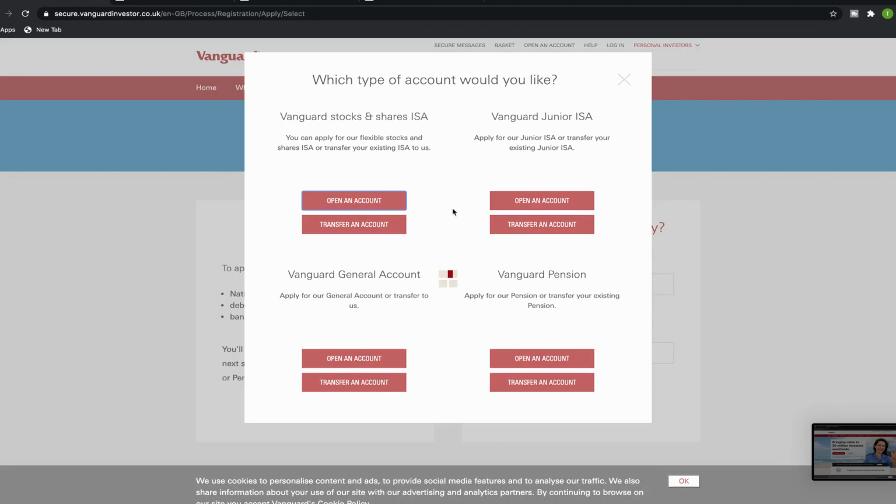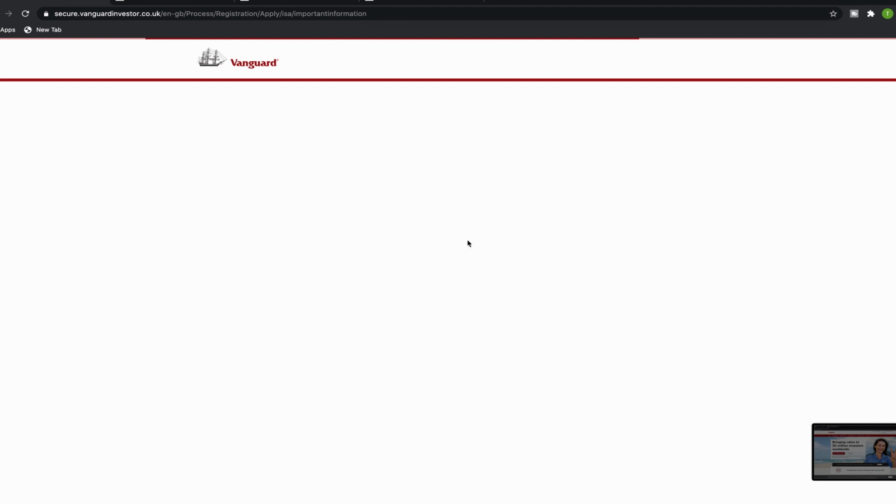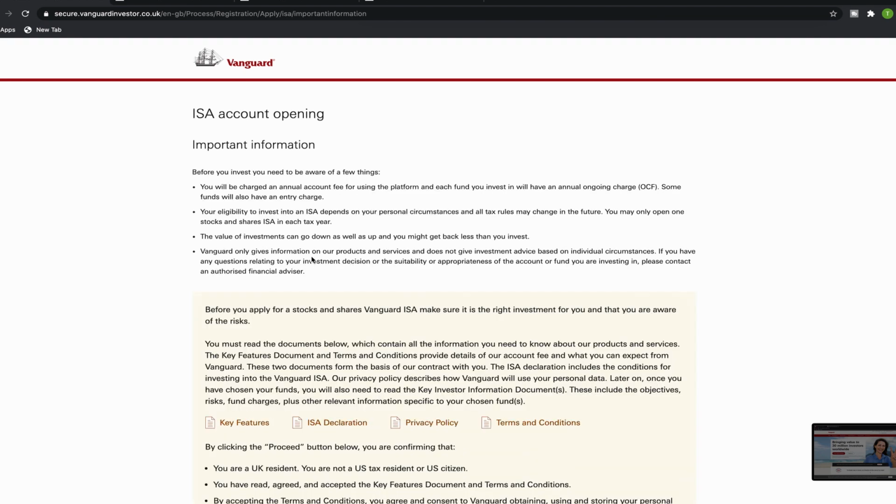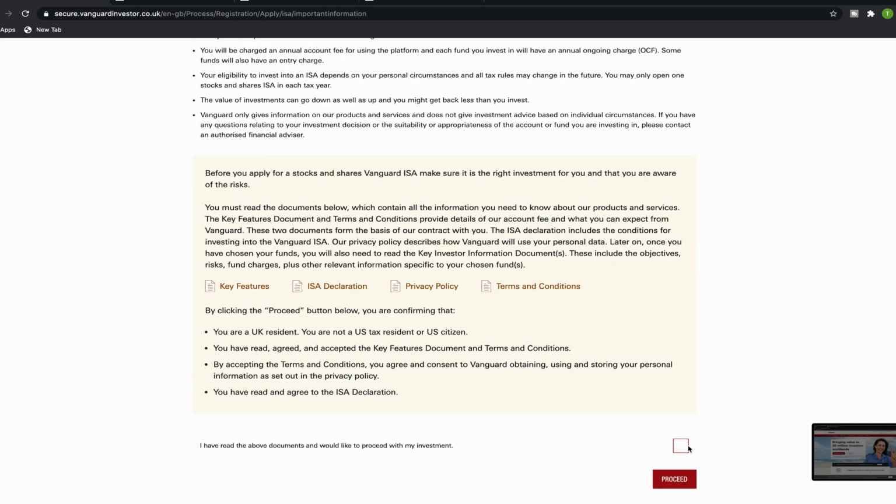So we do that. We click and open an account. And it's going to ask us for some information, which we would have to agree to. Here are the key features, ISA declaration, privacy policy. We agree to that. Again, please read that so you know what you're agreeing to. Proceed.